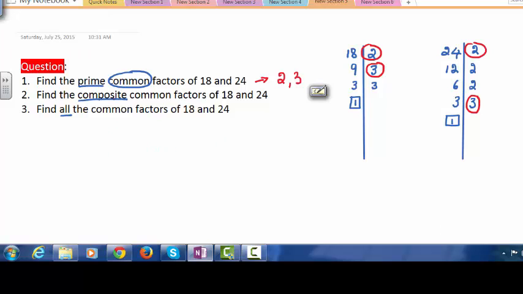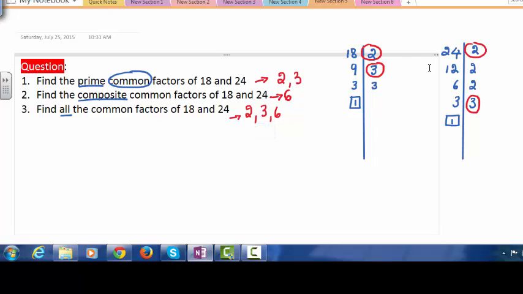Now, if we say find the composite common factors of 18 and 24, the composite is right away the multiplication of 2 and 3, which is 6. 6 is a composite common factor for 18 and 24. You want to test yourself? Can I divide 18 by 6? Yes. Can I divide 24 by 6? Yes. So this is the answer, and this is the difference between the prime and the composite. When it's saying all, you have all the answers: 2 and 3 and 6. This is the answer for the third one, when it's saying all common factors of 18 and 24.